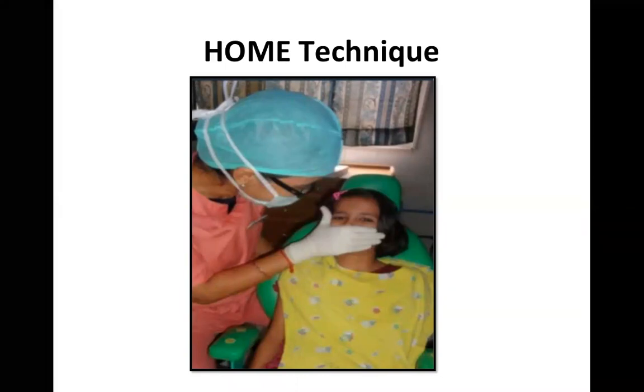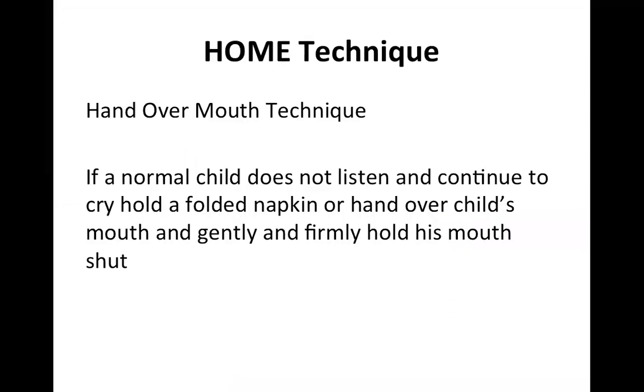Okay, sir. Thank you. The home technique, we call it hand over mouth exercise. See the phrase: if a normal child does not listen and continues to cry, hold a folded napkin or hand over the child's mouth and gently and firmly hold his mouth shut. So this is the hand over mouth technique. This is also a kind of physical distraction. You put your hand on the patient's mouth and you're controlling her screaming and shouting.